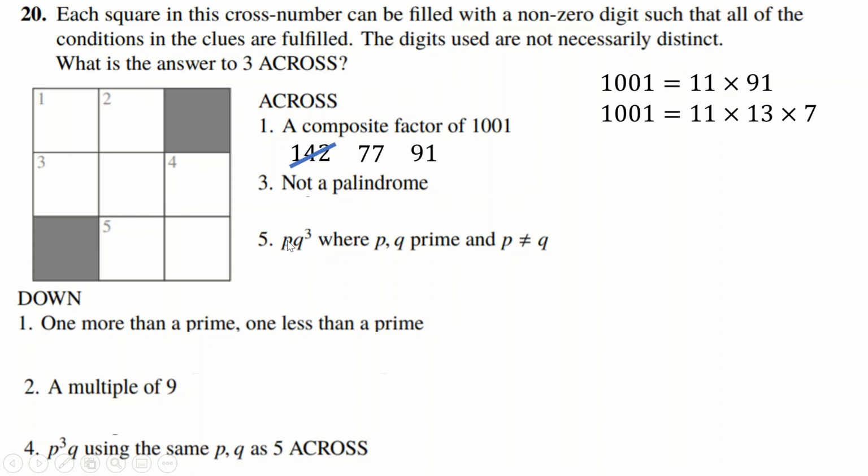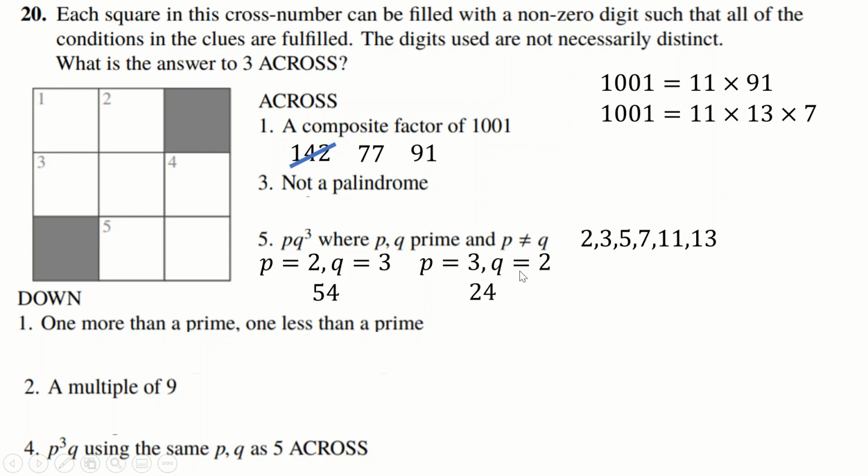Okay, what about this? PQ cubed, 5 across. Now that's a 2-digit number. PQ cubed, where P and Q are prime. So these are the primes, and I need to use 2 different ones to make PQ cubed. So if I use P as 2 and Q as 3, I get 2 times 3 cubed, which is 54. If I use the other way around, P as 3, Q as 2, I get 3 times 2 cubed, which is 8, so 24.